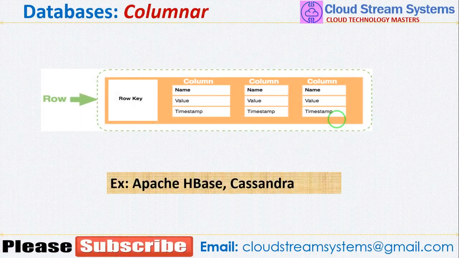So columnar. In columnar databases, this is how data gets stored, as you see in the image. So row key, column, like name, value, timestamp. That's how it gets stored. Examples of columnar databases are Apache HBase and Cassandra. These are the familiar tools that follow the columnar database data structure.